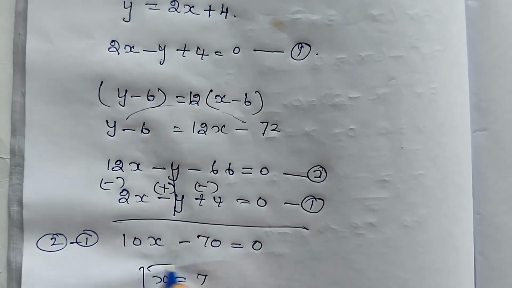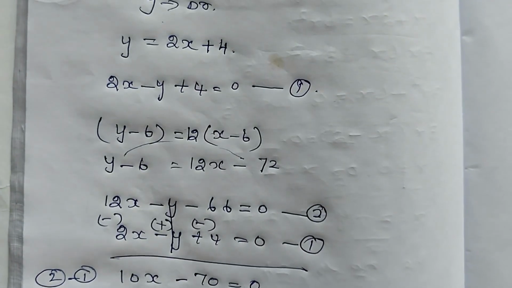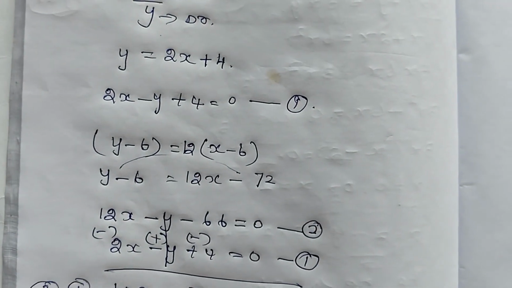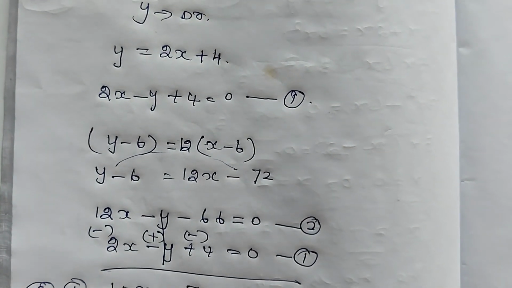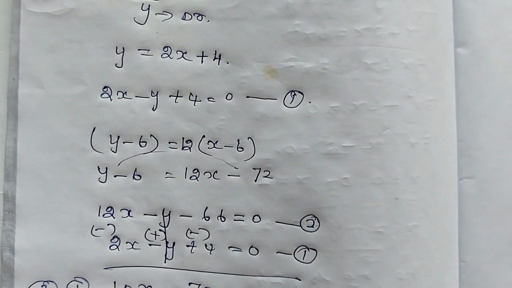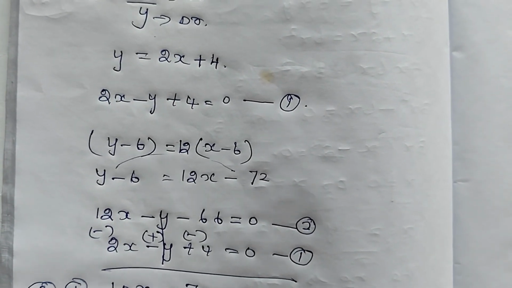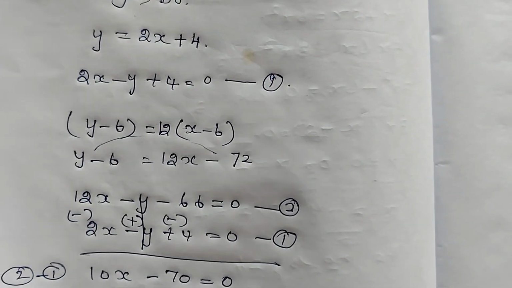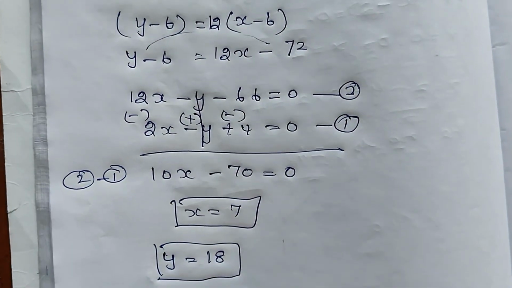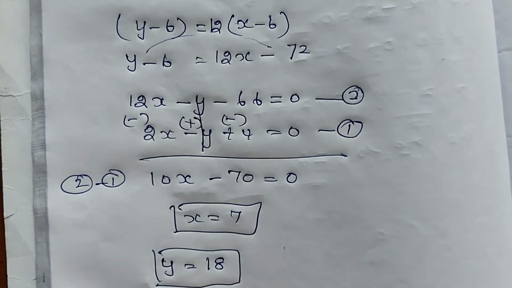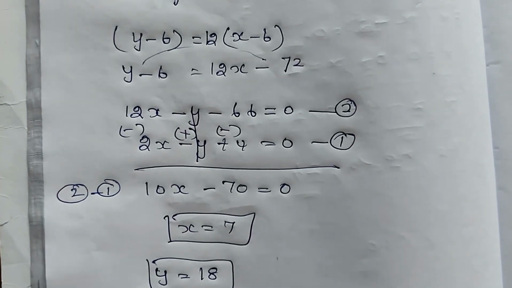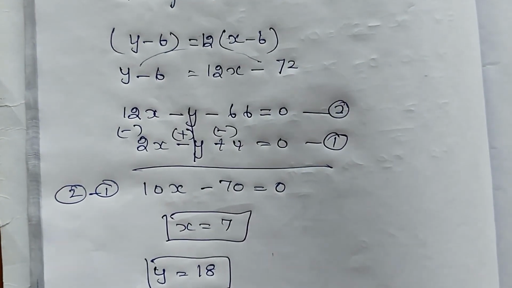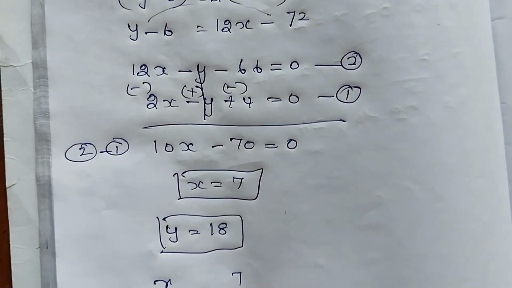x equals 7. Substitute x equals 7 in the first equation. What do we get? y equals 2 into 7, 14, plus 4, 18. Y equals 18. So what is the fraction now? Here y equals 18. What is the fraction? The fraction is x by y. So 7 by 18. So the answer is 7 by 18.